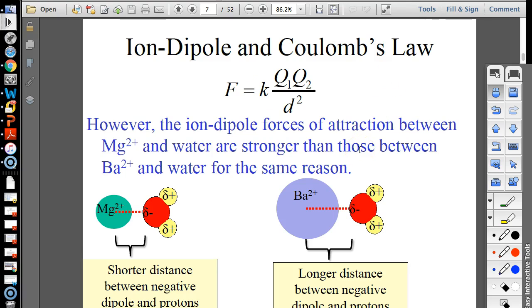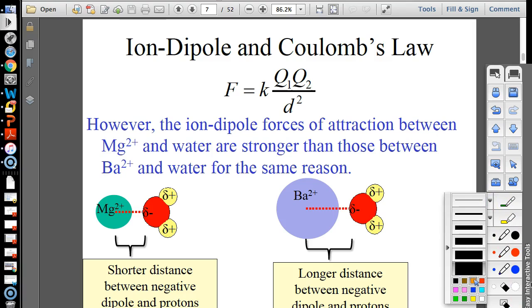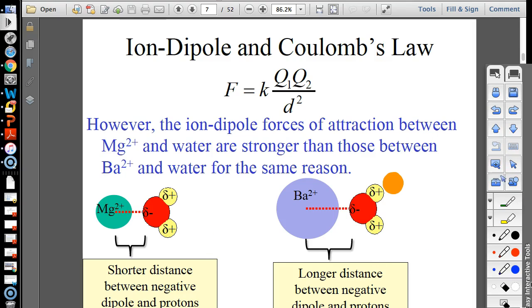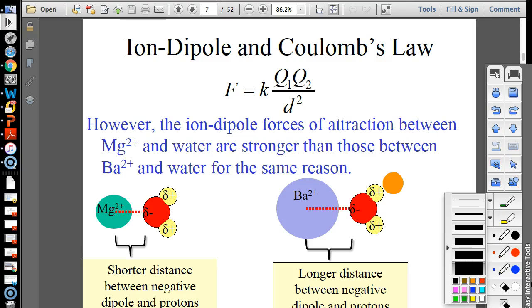Now this is where things get a little screwy. If we weren't talking about barium hydroxide and magnesium hydroxide, if we were just talking about barium and magnesium, or if it makes you feel better, let me do this. You know those halogens, the fluoride? So if I have fluoride right here, and then I have chloride over here. I should have got a different color. Let's just go with green, whatever.